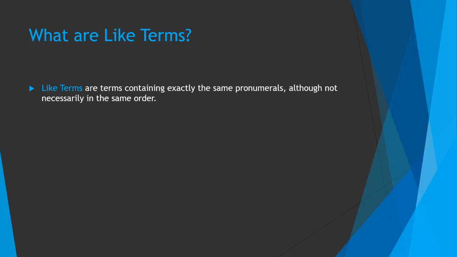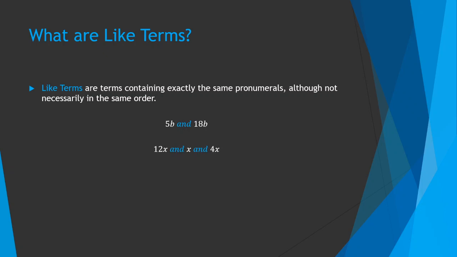Like terms are terms containing the exact same pronumerals, which we now know are basically the letters, although not necessarily in the same order. So let's look at a few examples. We've got 5b and 18b. They both have the same letter, b, which means these are like terms, and it does not matter what their coefficient is. So the coefficient of the first one is 5, the coefficient of the second one is 18. That does not actually matter. All that we're looking for here, if they're like terms, they have the same letter.